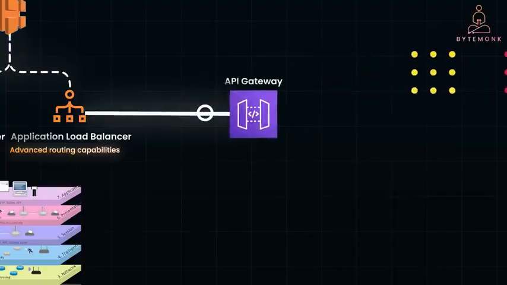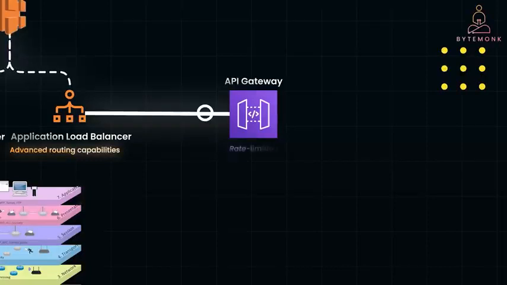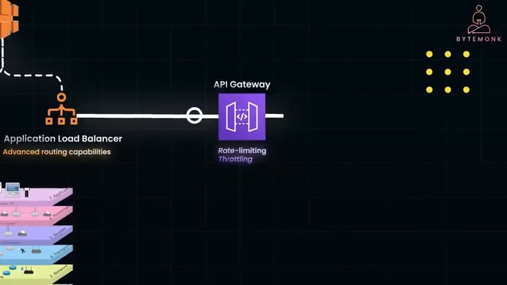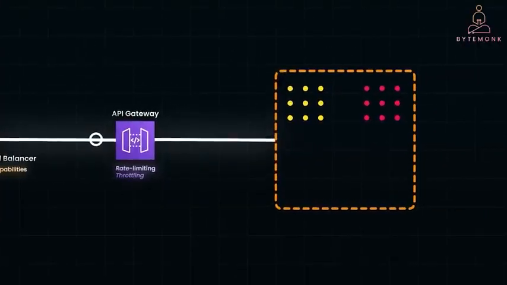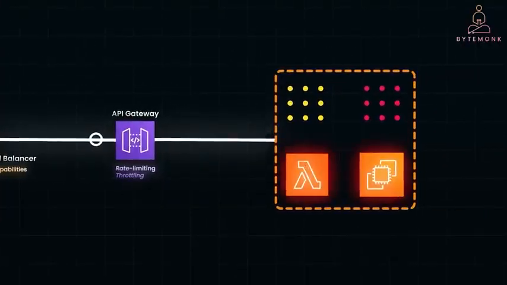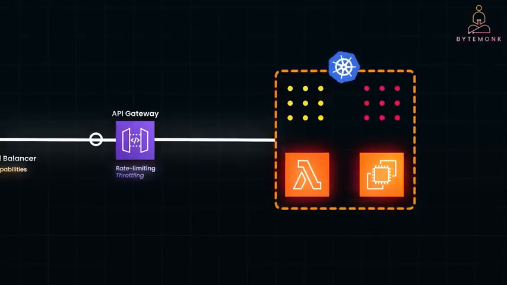The API gateway acts like a traffic cop, validating requests, ensuring the user is authorized, and enforcing rate limits. Rate limiting and throttling prevent any single client from overwhelming your system, keeping everything running smoothly. After this, the request is routed to the right backend service, whether that's an EC2 instance, an AWS Lambda function, or a microservice running in Kubernetes. Once the API gateway does its job, it's up to the backend services to handle the heavy lifting.